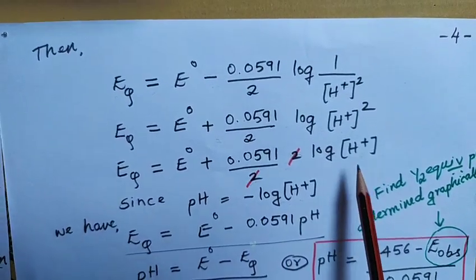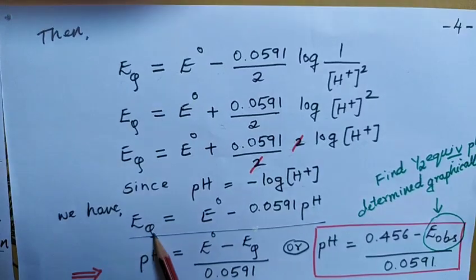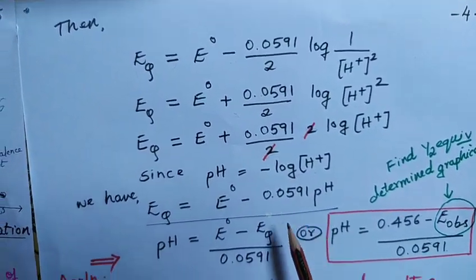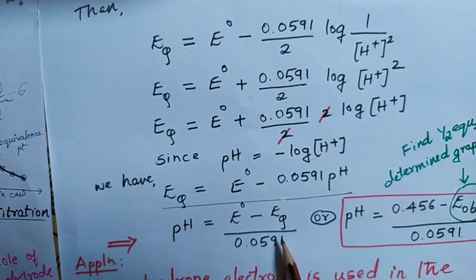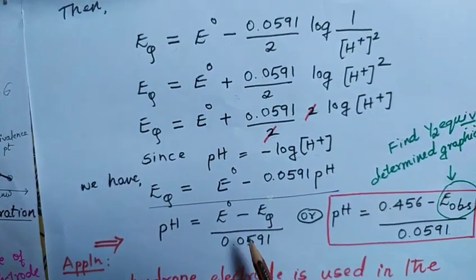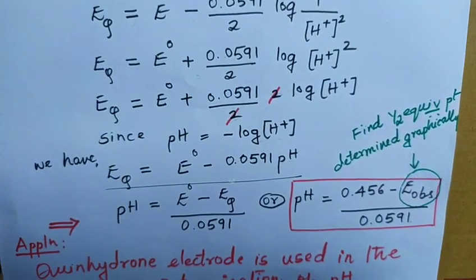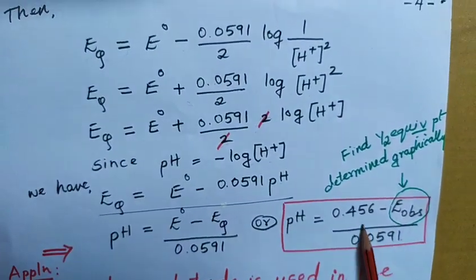So log of H plus is written as minus pH. Then we have the final expression: EQ is equal to E naught minus 0.0591 pH. Now rearrange the expression. So pH is equal to (E naught minus EQ) divided by 0.0591, where E naught is the standard reduction potential of quinhydrone electrode.